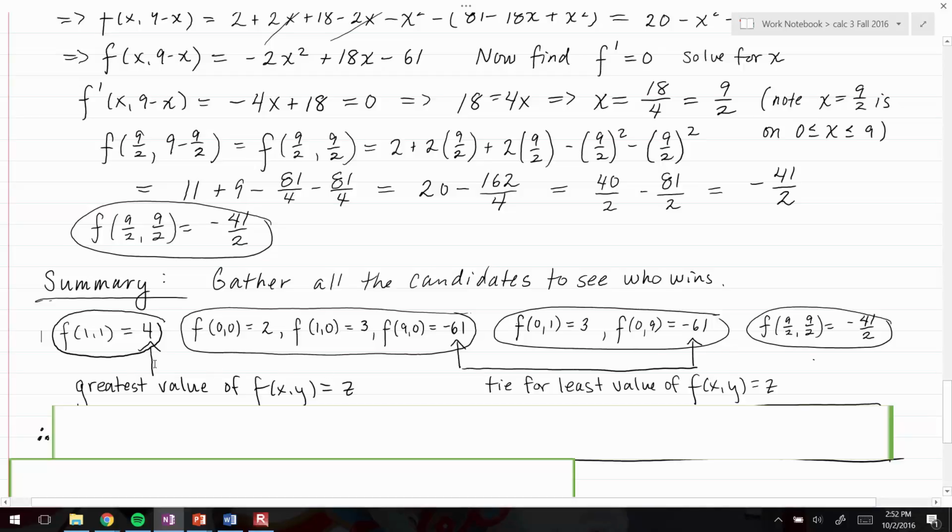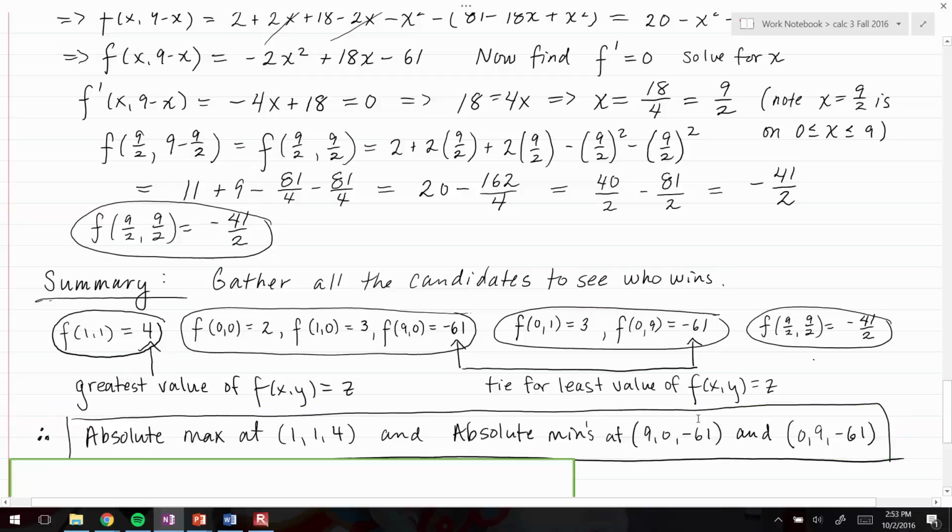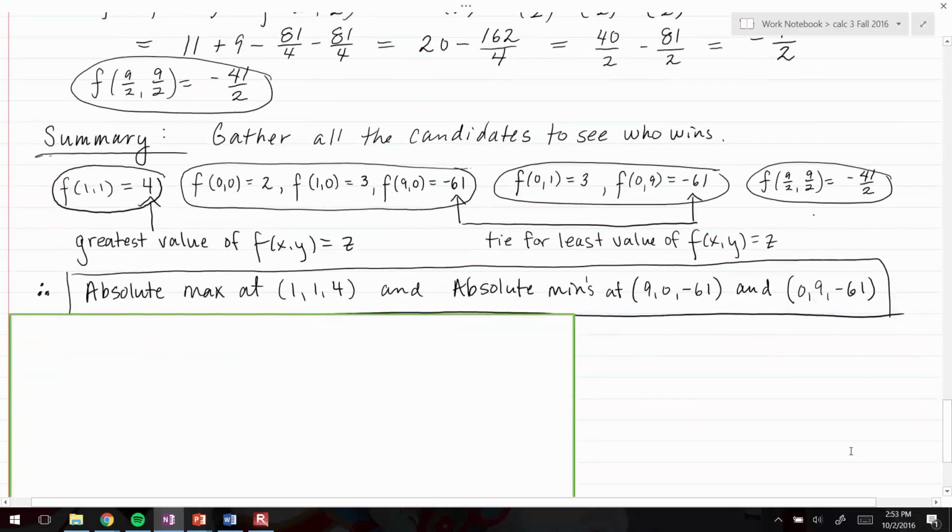So here we got a winner for the greatest value of 4. That's our absolute max, and then negative 61 is tied for the least. So we report those as an absolute max at (1, 1, 4), and absolute mins at (9, 0, negative 61) and (0, 9, negative 61). So that's it for the problem.